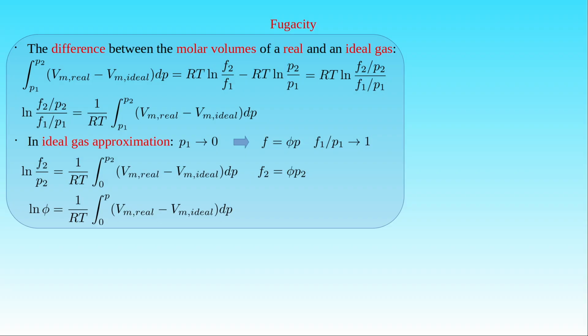As a result, we have an equation that defines a quantity measuring the deviation of the behavior of a real gas from the ideal gas law with respect to its molar enthalpy in an isothermal process in terms of the difference between the molar volumes of a real and an ideal gas.